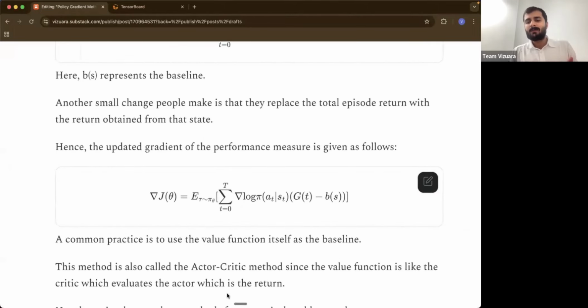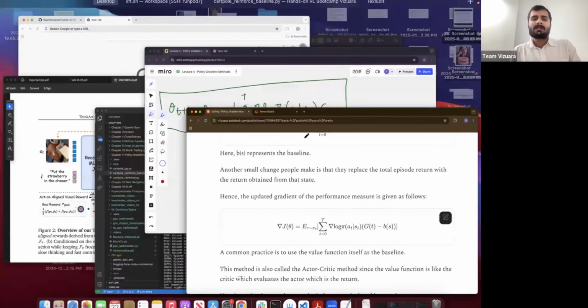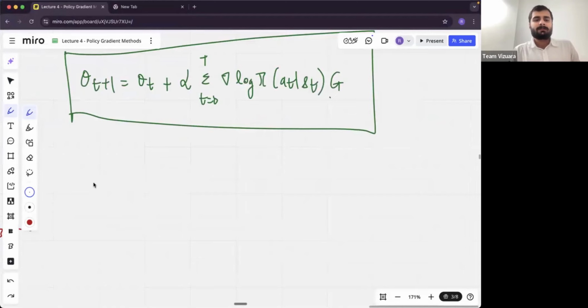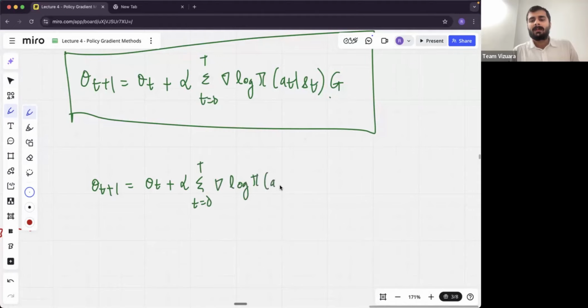In today's lecture, we are going to see a proof of how the reinforce with baseline works and why it's considered to be more effective as compared to the simple reinforce algorithm. Now let's go back to our notes and we'll try to understand this. So this is how the reinforce with baseline algorithm is modified. Up until now, everything is the same, but here you have g t minus b of s.